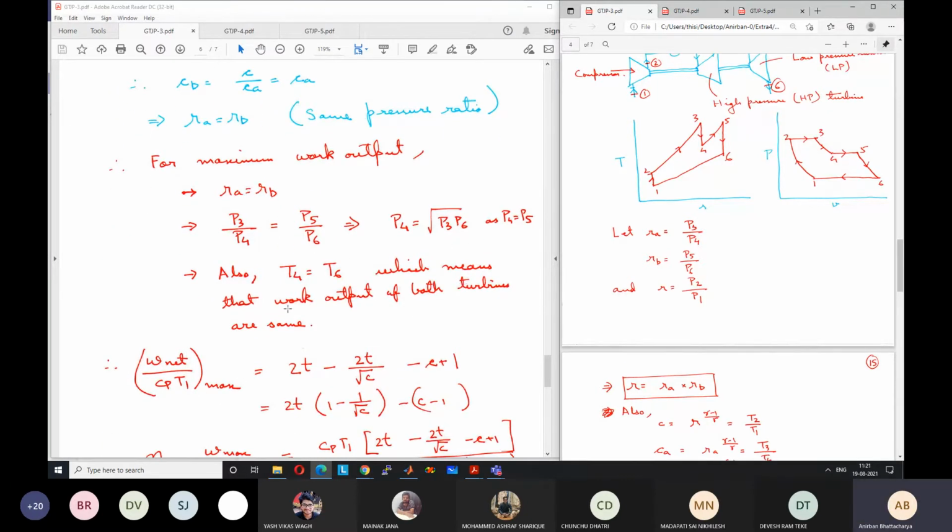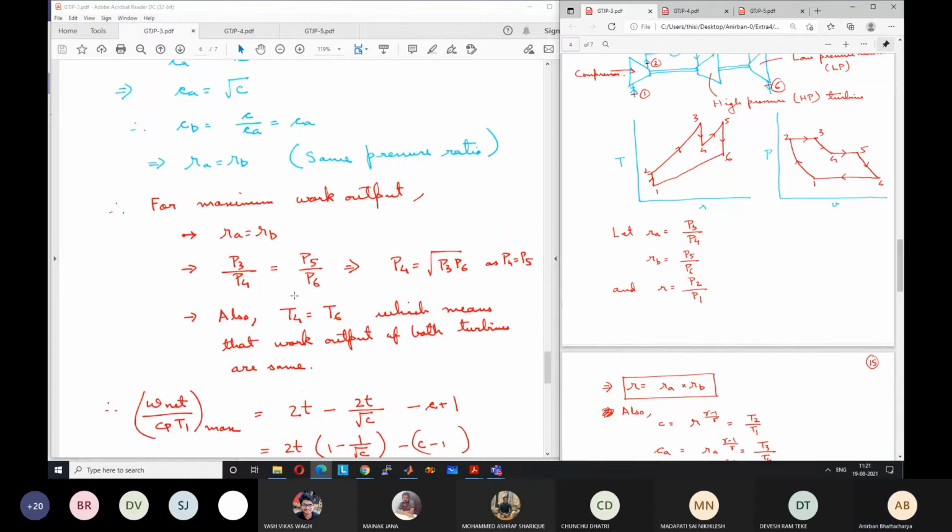Also, since T4 is equal to T6, why is T4 equal to T6? Because we have the same pressure ratio and T3 is equal to T5. So automatically T3 by T4 is equal to T5 by T6, so T4 is also equal to T6. So the work output from both the turbines is equal. So Cp (T3 minus T4) is equal to Cp (T5 minus T6), because T3 equals T5 and T4 equals T6. So both the turbines give the same work output at the condition when the maximum work output is present.